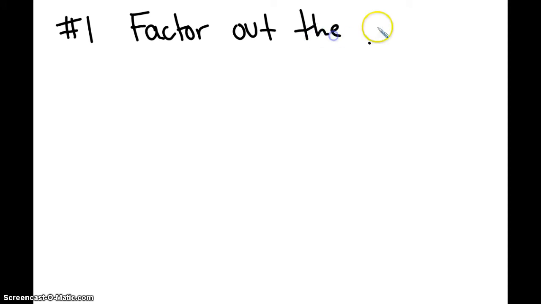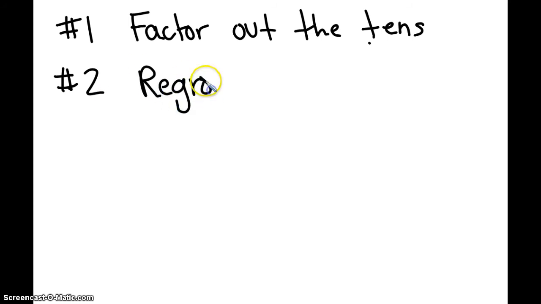So we talked about 3 steps. Step number 1 was to factor out the tens. To factor means to break it down. Factor out the tens. Okay. Step number 2 was to regroup. So we're going to rearrange the numbers. And step number 3 is to multiply.